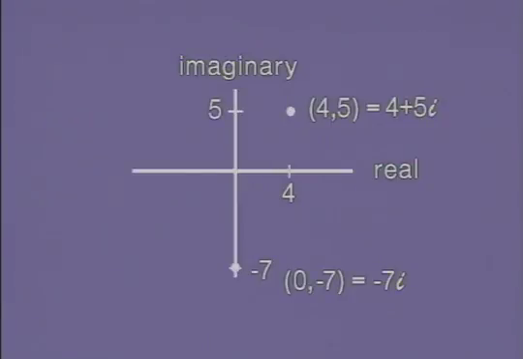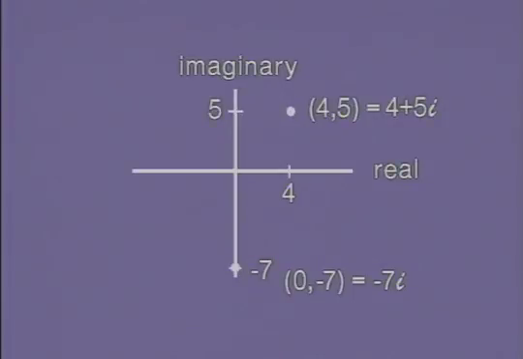Notice we have a point there. It's 4 over and 5 up. It's marked ordered pair 4, 5. And it says equals 4 plus 5i. The x-coordinate is the real part. The y-coordinate is the imaginary coefficient: 4 plus 5i.